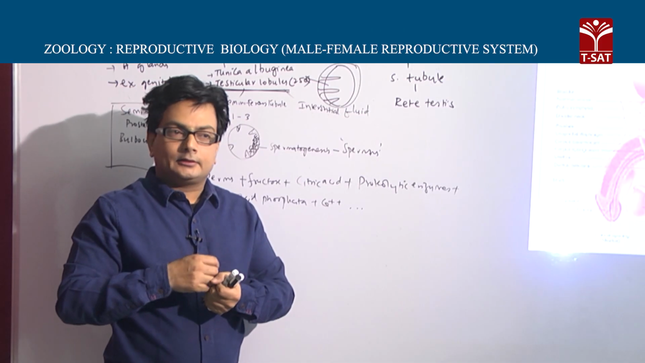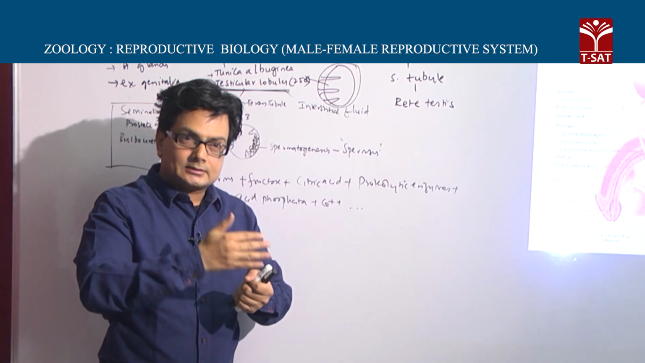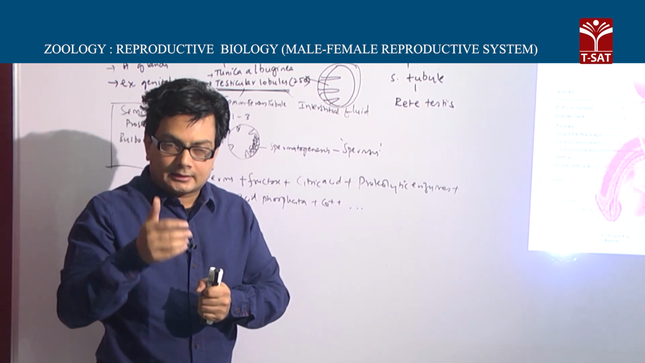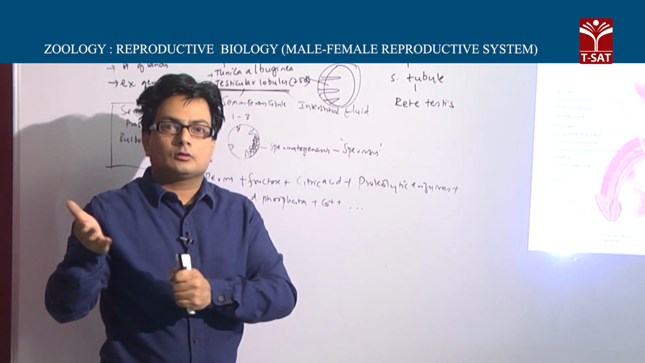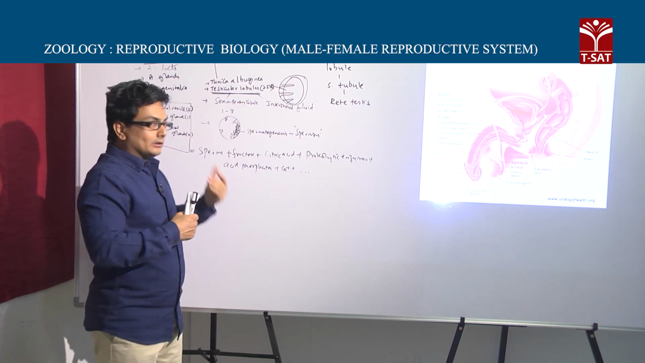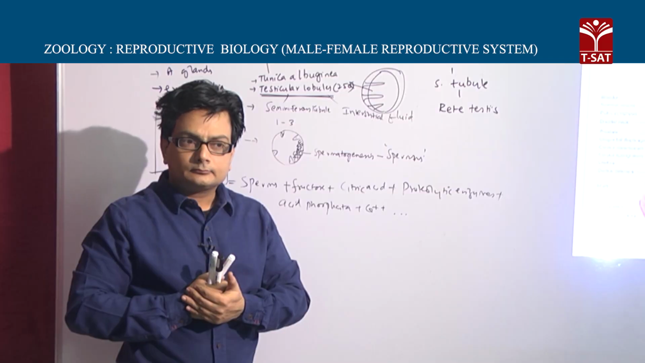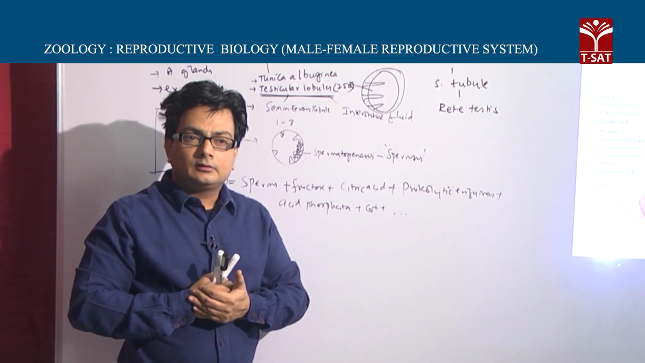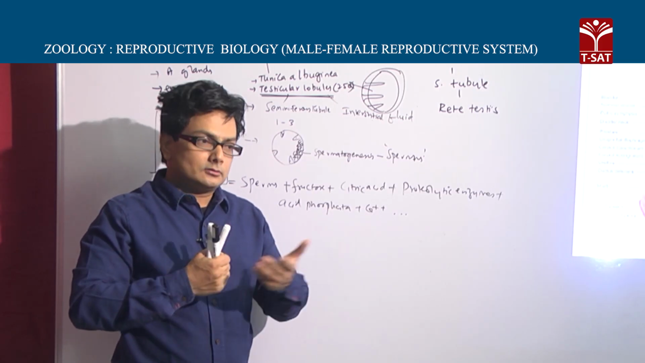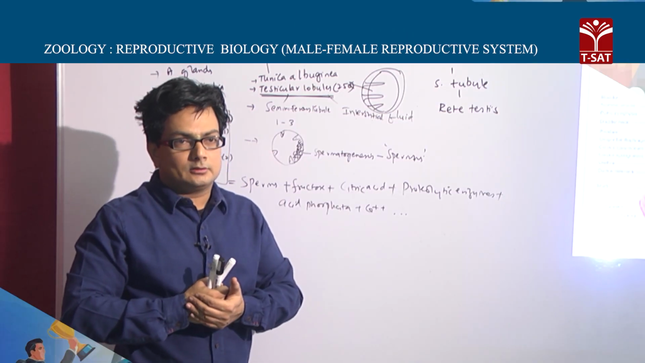Then after that, recall the ducts and the glands. The ducts are the rete testis, vasa efferentia, epididymis, vas deferens, ejaculatory duct, and finally the urethra, which is called the urinogenital duct. The glands will be the seminal vesicles, the prostate gland, and the bulbourethral glands. Finally, the external genitalia, which is nothing but the penis, is used for insemination, where the semen is discharged into the female genital tract.